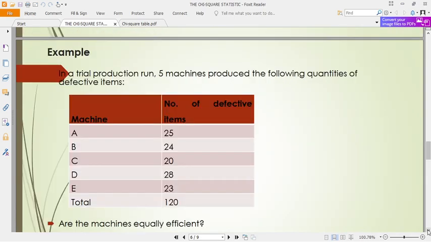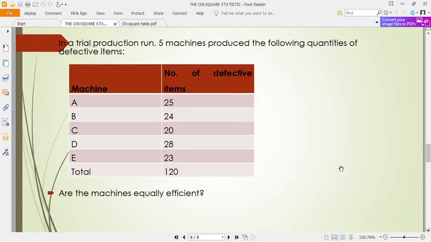So we have an example: in a trial production run, 5 machines produced the following quantities of defective items, and we are interested in finding out whether these machines are equally efficient. Remember, chi-square tests for independence. So are they equally efficient, or is one or more of them not as efficient as the others? So we have this observed number of defectives, and then what will be the expected number of defectives? We have a total of 120.